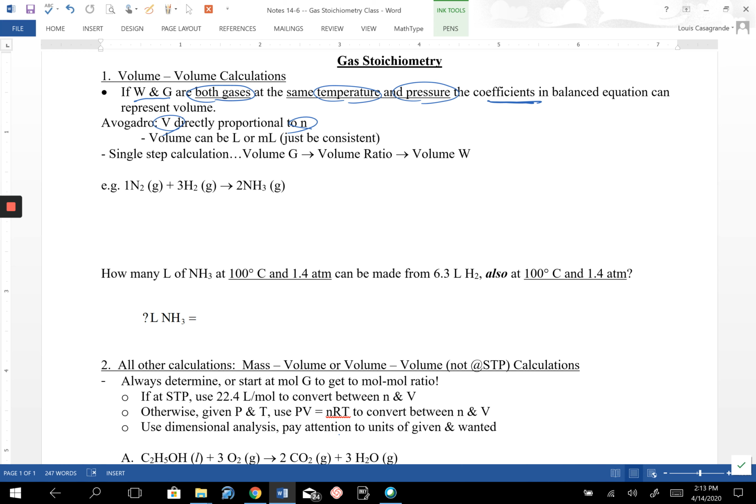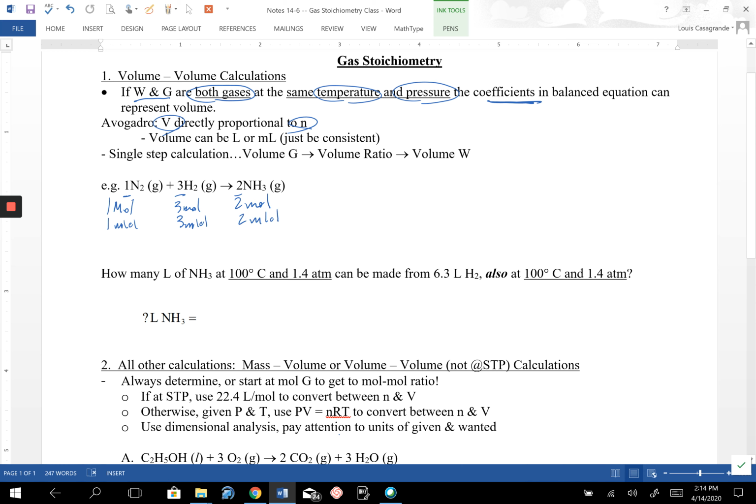Now, you can see this by looking at the equation I have down here, where we have a nitrogen gas and 3 hydrogen gas forming 2 ammonia gases. And so the coefficients out front can represent moles. So we have 1 mole and 3 moles and 2 moles. Now they could also represent molecules: 1 molecule, 3 molecules, and 2 molecules.